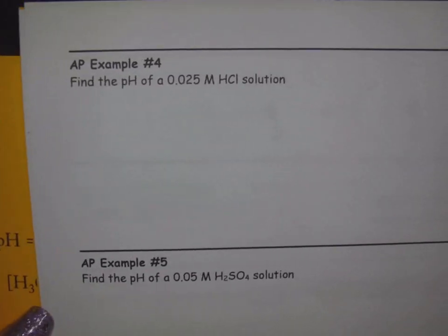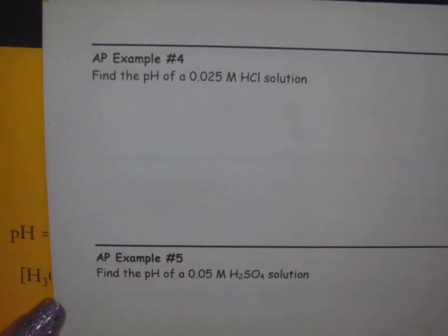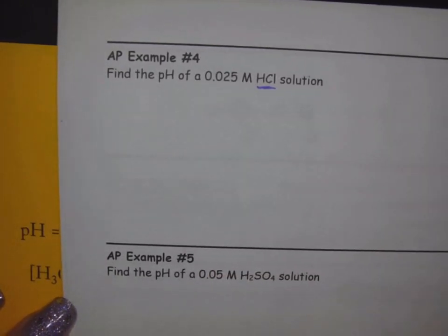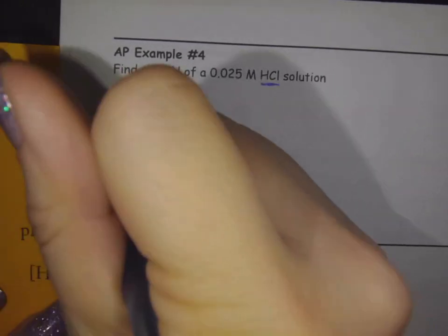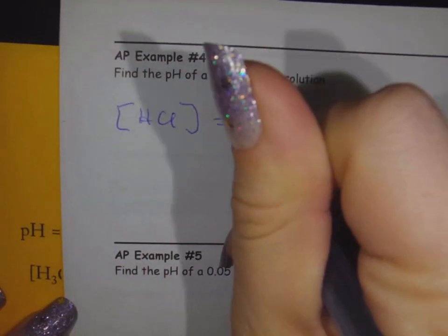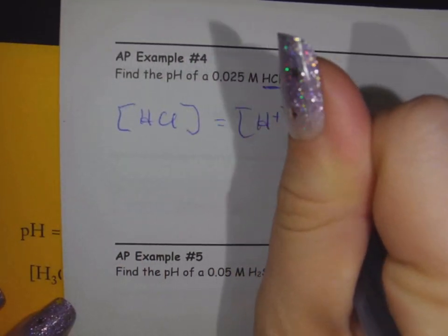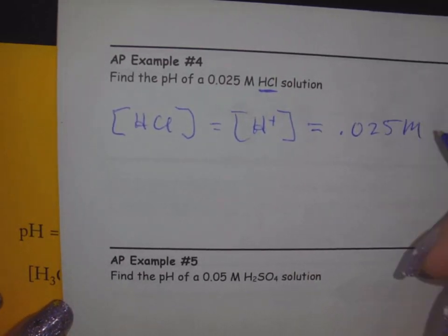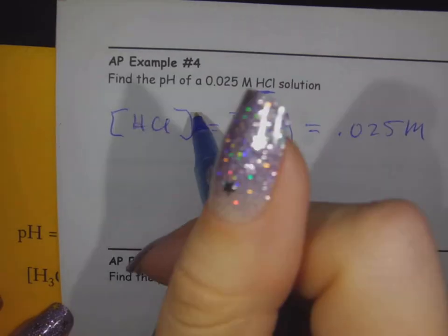Find the pH of 0.0205 molar HCl. First you recognize this is a strong acid. And if that's a strong acid, then the concentration of that strong acid is equal to the concentration of H plus, and that's 0.025 molarity. Now, we're solving for the pH.